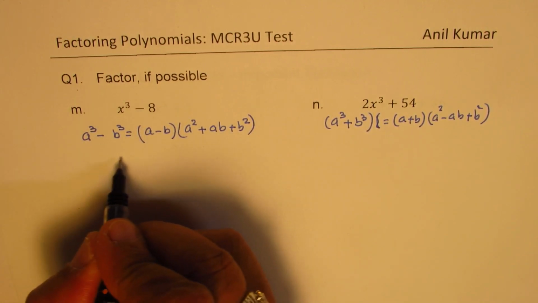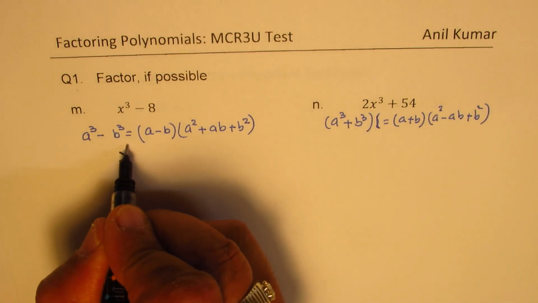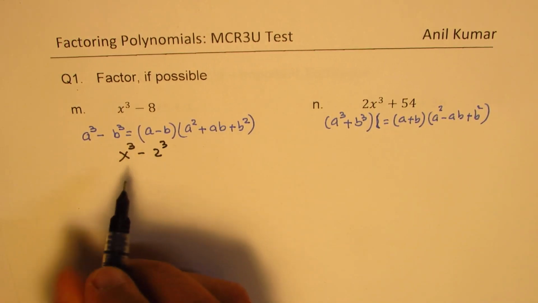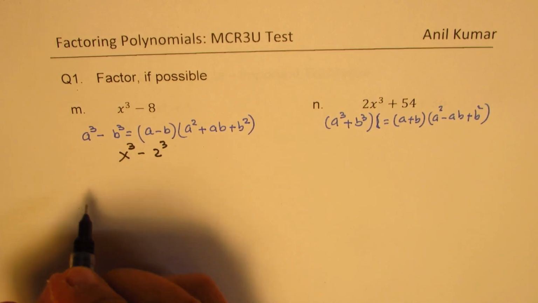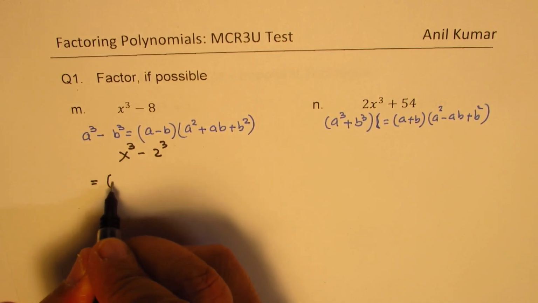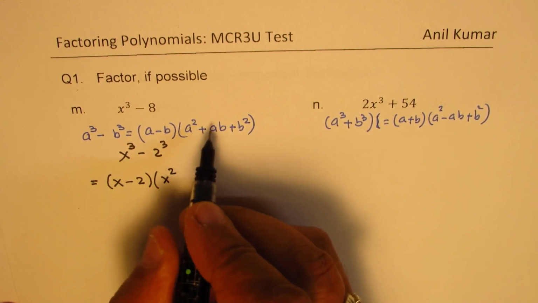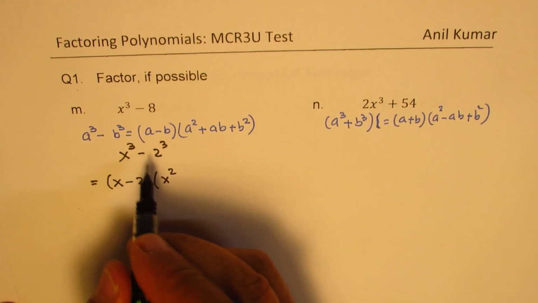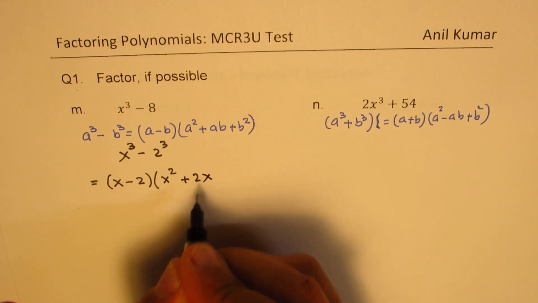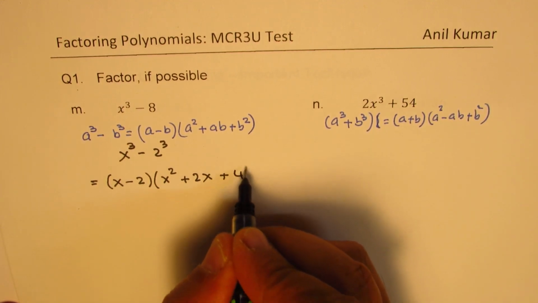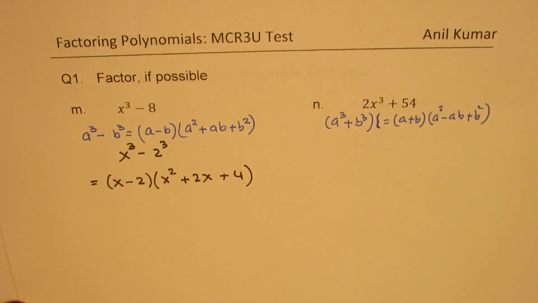Simple as that. So what we are looking at is like x cube minus 2 cube. Do you see that? So a is x, b is 2. We could factor this and write this as x minus 2 times square of x plus product of these two, which is plus 2x, plus 2 times 2 or 2 square, which is 4. So that is how you're going to write it.